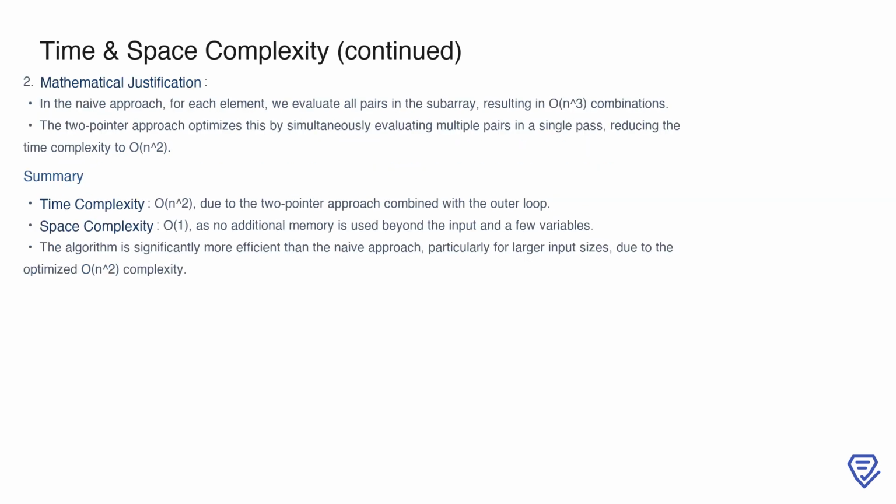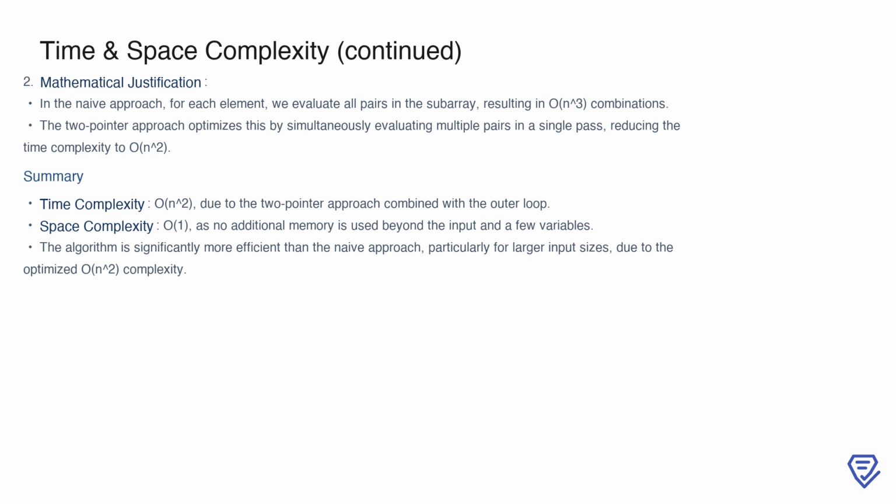To further justify this mathematically, consider the naive approach where, for each element in the array, all pairs in the subarray are evaluated. This results in O(n³) combinations. The two-pointer technique optimizes this by processing multiple pairs in a single pass, reducing the complexity to O(n²).